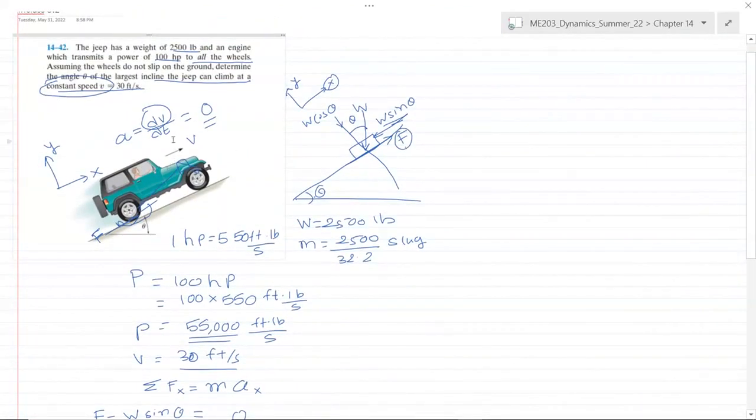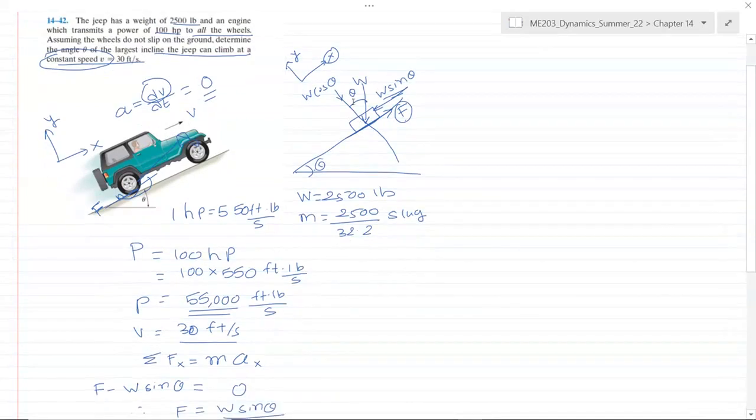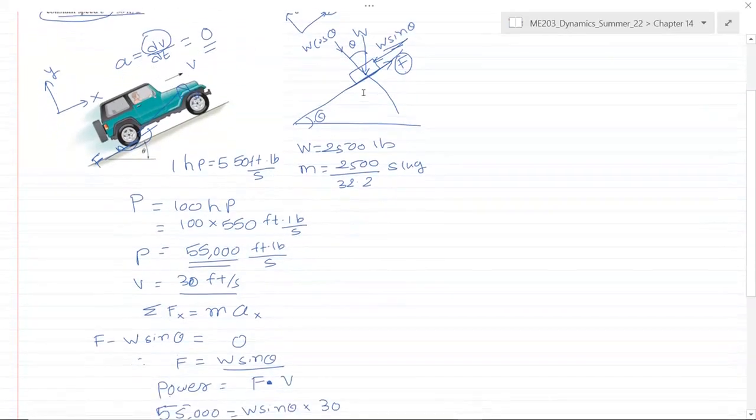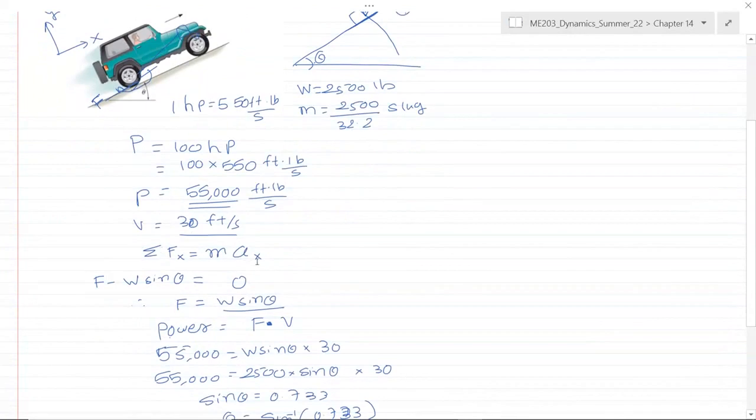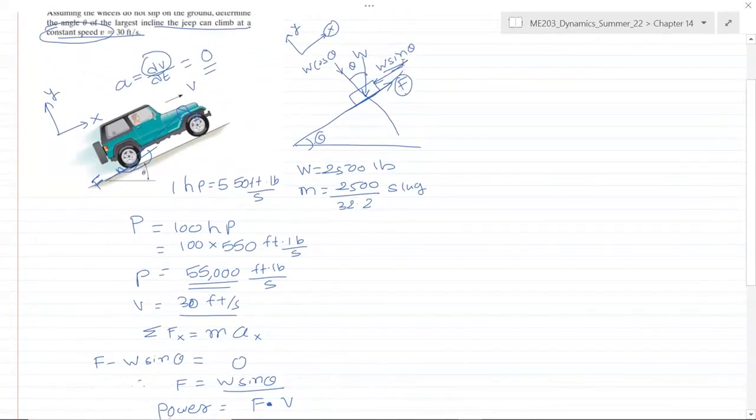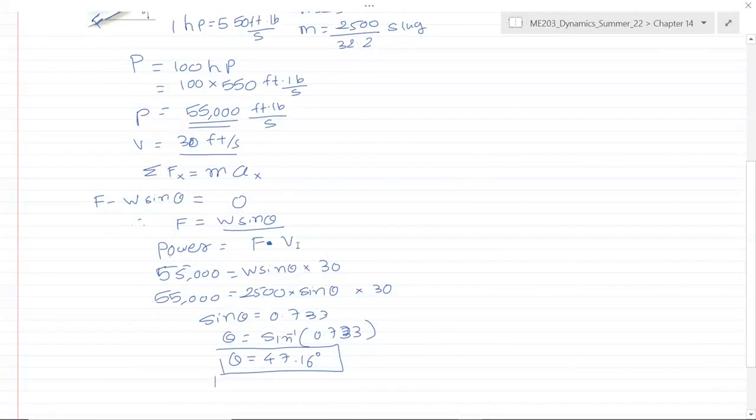So the steps are: define the coordinate system, calculate the acceleration parallel to the surface, which is 0 because the speed is constant. We draw a free body diagram and then apply equations of motion along the x direction. Get the value of F in terms of W sine theta, and then apply the power equation, substitute the value of F, and calculate theta.